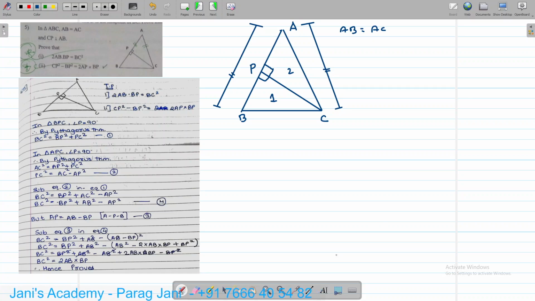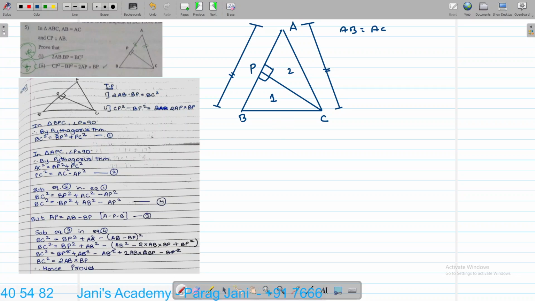Now question number 5. They are given here in triangle ABC, AB is equal to AC. This is triangle ABC, AB is equal to AC. I have mentioned here CP perpendicular to AB. That means these both are making 90 degrees. Now you have two triangles. What you have to prove? 2AB into BP is equal to BC square.